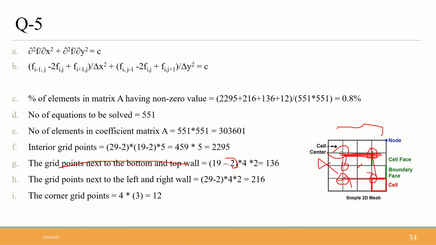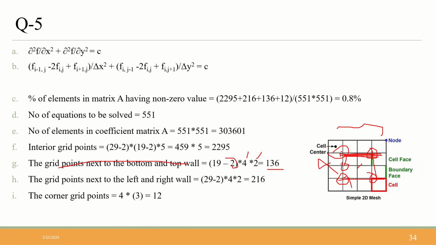So it is 19 minus 2, and we have 4 variables for those points. And since we are using it for top and the bottom wall, we are multiplying it by 2. So 19 minus 2 number of grid points into 4, those many variables are present in that, and into 2. It is like 4 into 2. We are having 136. And grid points next to the left and right wall.